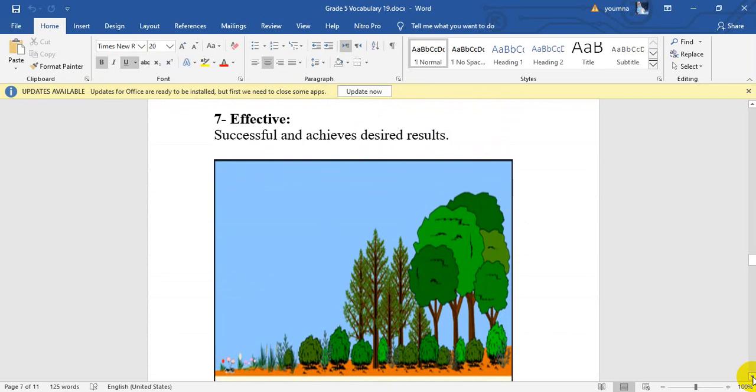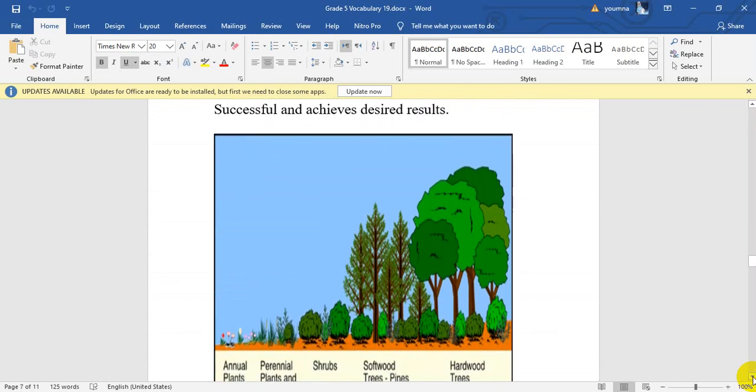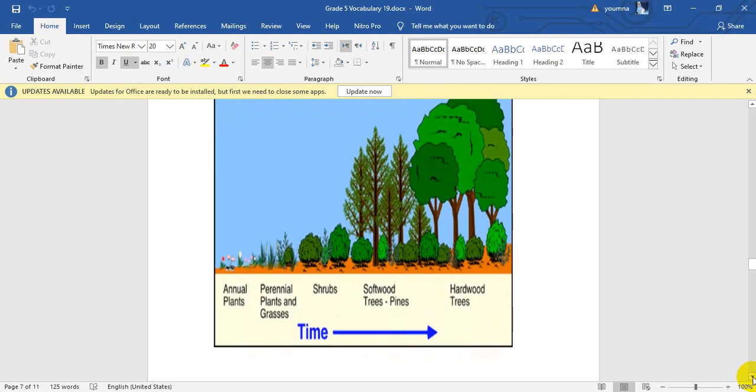Then we have the word effective. Effective means successful and achieves desired results. Effective, it's really working, like you have to take this medicine to recover fast and it's really effective. Like for farmers, if you grow the seeds properly, you will have a very effective result, which is having grain and we have trees. So if you take care of everything in the field or on the farm, you will have effective results.